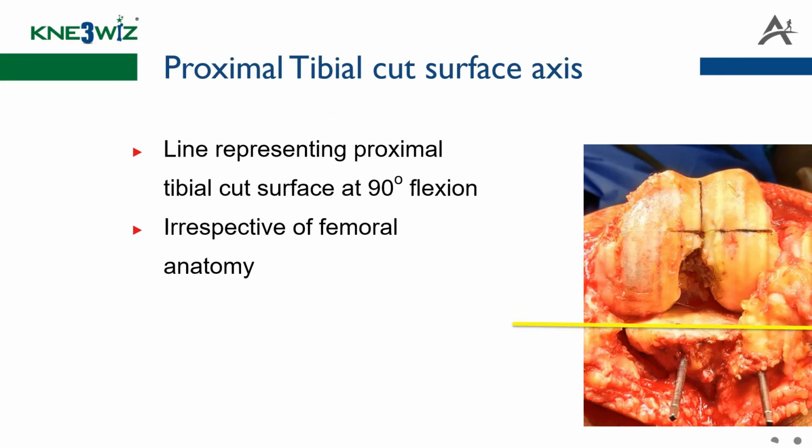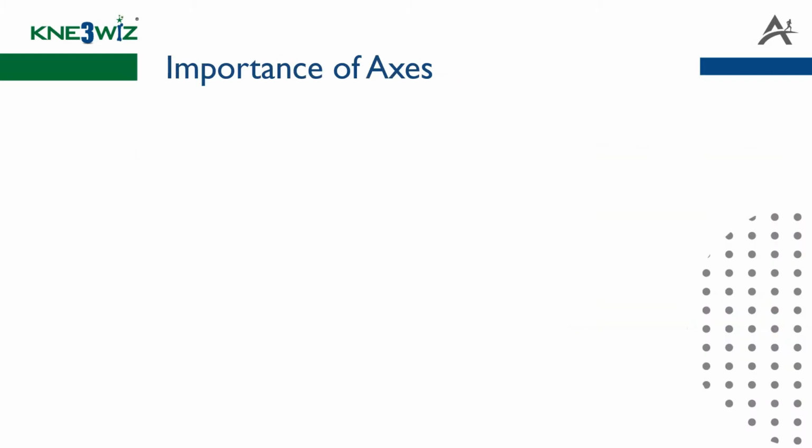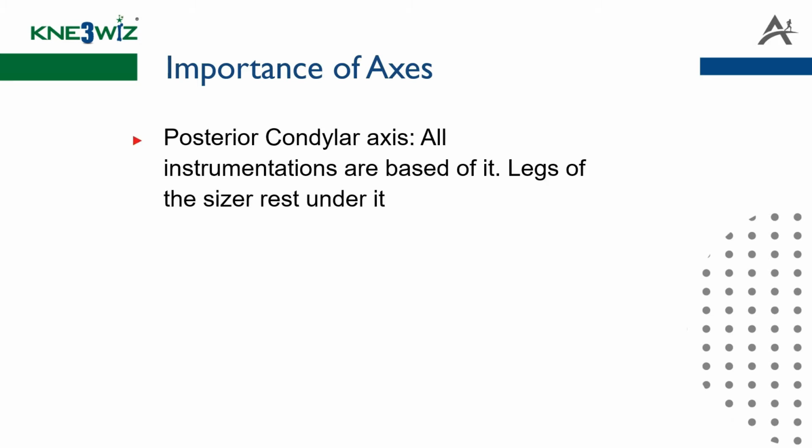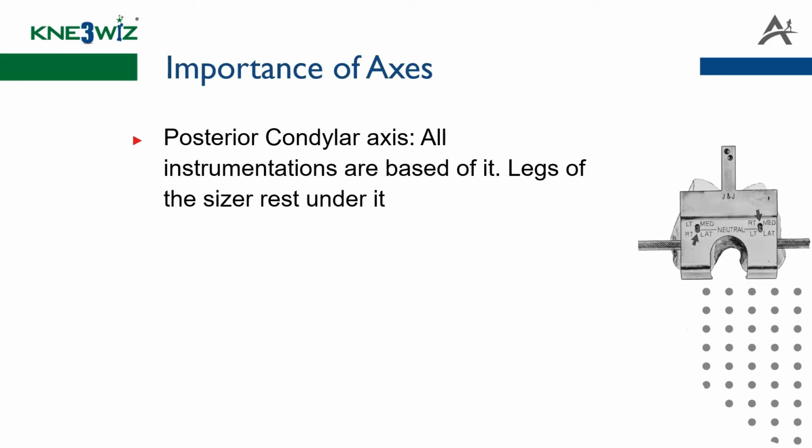The proximal tibial cut surface at 90 degrees of flexion is yet another axis on which femoral rotations can be based and is irrespective of the femoral anatomy. Thus, we have seen four axes on which femoral rotations are measured. Posterior condylar axis is the base on which all independent femoral instrumentations are based. The legs of the sizer rest under the condyles and represent the posterior condylar axis.